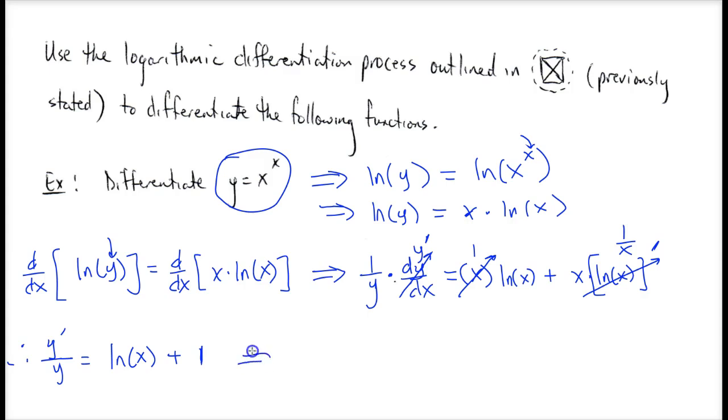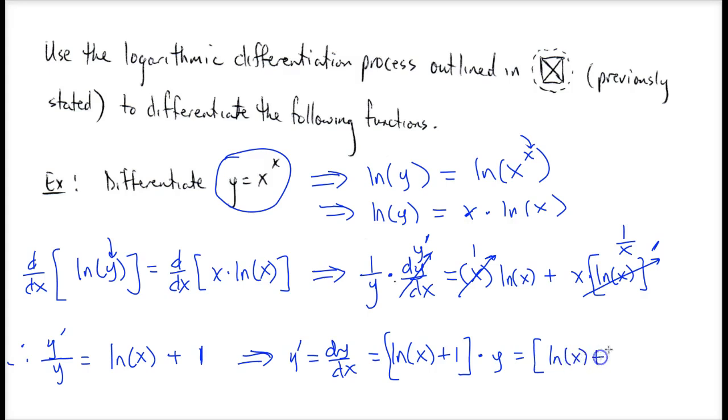And so from there, I need to find out what the derivative of y is. And I can do that just by multiplying both sides by y here. So this would be natural log of x plus 1, all that times y. And of course, we know what y is explicitly, so we'll go ahead and write it in now. And so that would be our derivative of y, which is equal to x raised to the x.